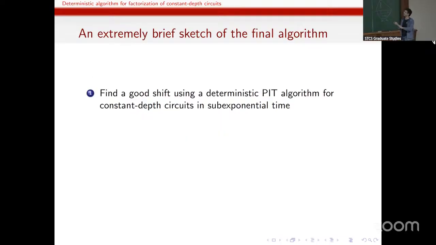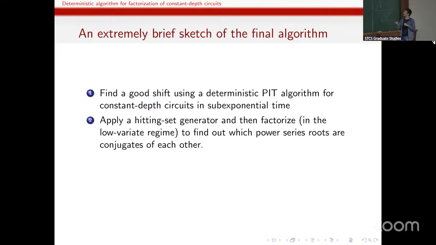So the first step is that you use this deterministic PIT algorithm, pick your favorite among the two that we know, and find a good shift using those algorithms. Now then apply a hitting set generator. Again, the deterministic PIT algorithm and the hitting set generator are essentially the same things for us. So you can apply that, go to a world of smaller number of variables, factorize it. That tells you what the right combinations of starting points are.